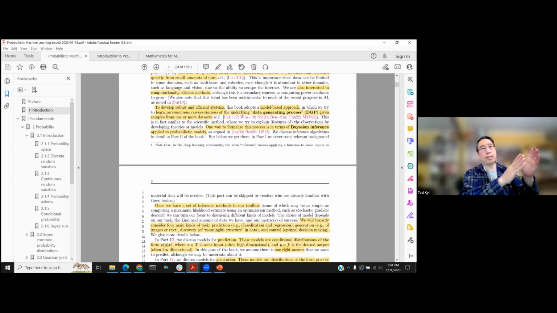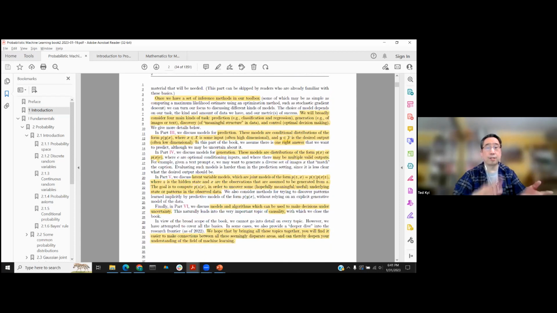Part 1 is the fundamentals. So we have a few chapters to go through that. Then we're going to talk about inference. That's where he talks about Bayesian inference applied to probabilistic models. Okay, then the rest of the book breaks into those 4 different categories.